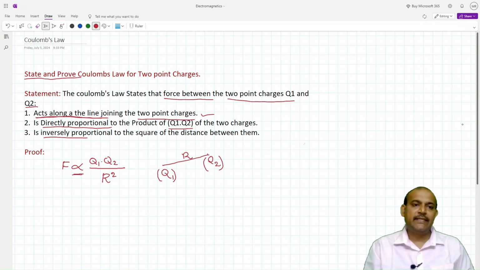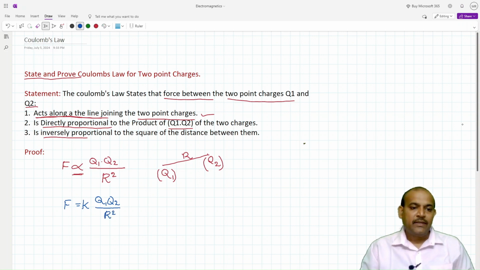This proportionality can be removed by introducing one constant. So F equals, in place of proportionality, I will introduce a proportionality constant K, which gives F equals K Q1 Q2 divided by r squared, where r is the distance between those two charges. Now what is this K? It is the proportionality constant, which can be written as K equals 1 divided by 4 pi epsilon.